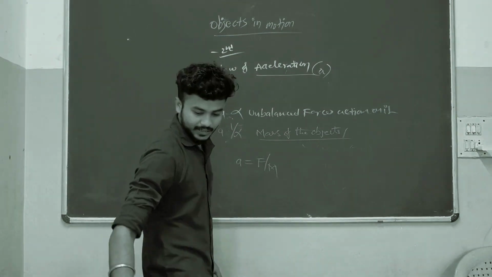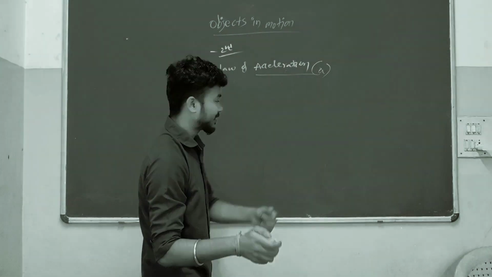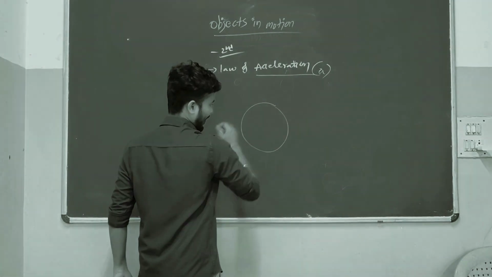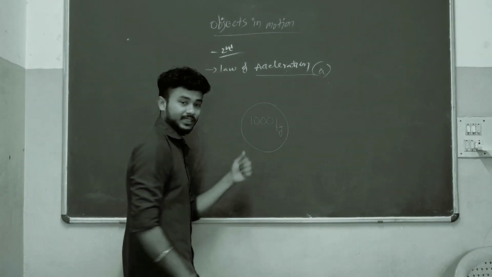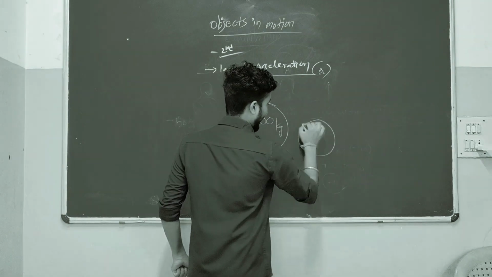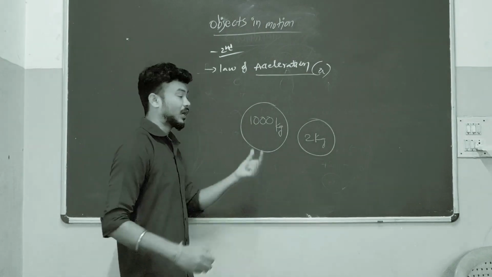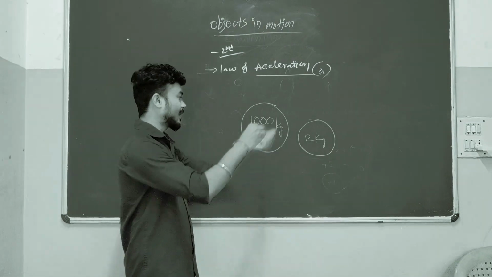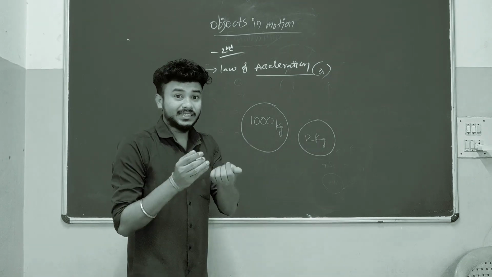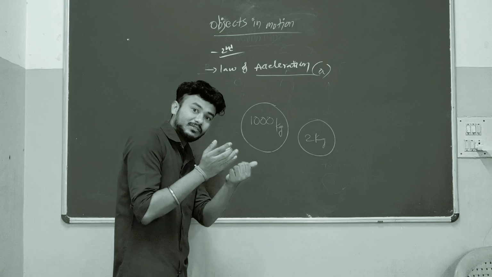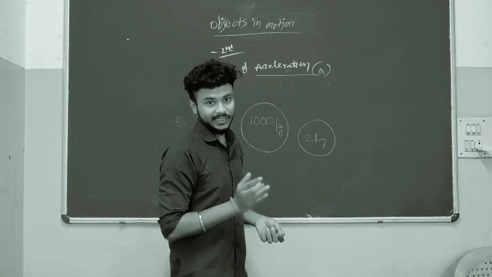Suppose this is a 1000 kg ball, and this is a 2 kg ball. So here the mass of the object is more. If the mass is more, acceleration will be less. If the mass is less, acceleration will be more.